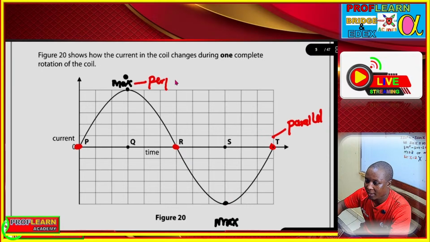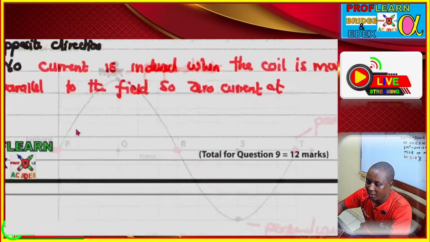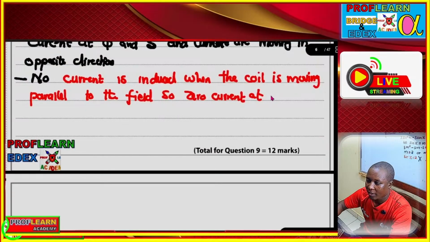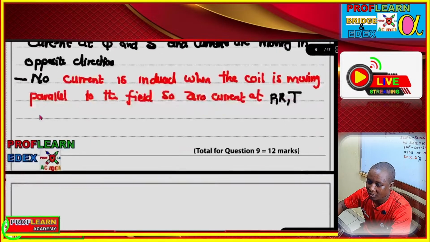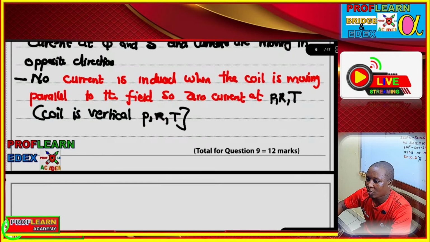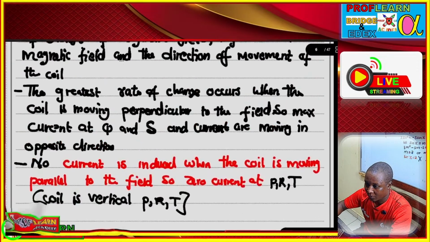So this is parallel, this is perpendicular, and then this is perpendicular as well. So basically we need to say this is going to occur at P, R and T. So the coil is in a vertical position at these particular points.